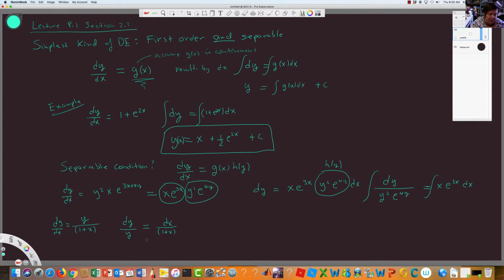Now, we could integrate these two sides pretty easily, because this is the ln of y, and this is the ln of 1 plus x. You need to change variables to get that, but hopefully you can convince yourself that that's the case. And so what do we get? We get ln of y on one side, and we get ln of 1 plus x plus c on the other side.